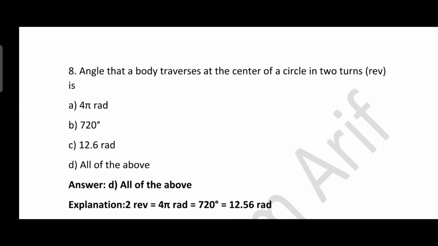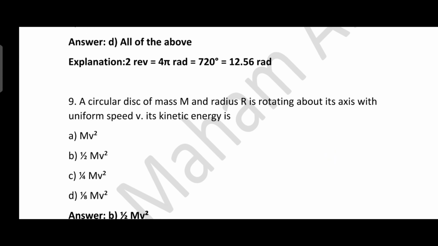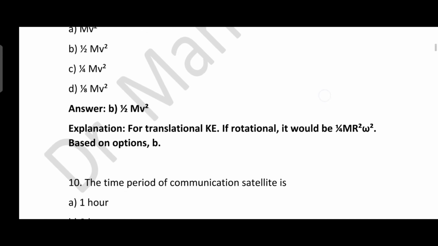Angle that a body traverses at the center of a circle in 2 turns revolution is. Correct answer is option D, that is all of the above, because 2 revolutions is equals to 4 pi radians, that is 720 degrees, and if we further calculate it, so it becomes 12.56 radians. A circular disk of mass m and radius r is rotating about its axis with uniform speed v. Its kinetic energy is. Correct answer is option B, that is half mv square.